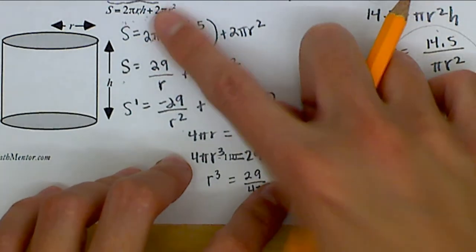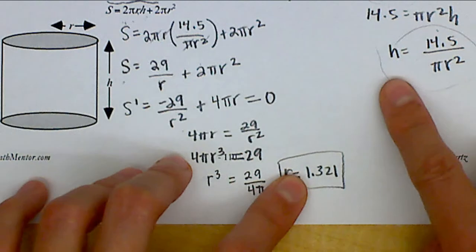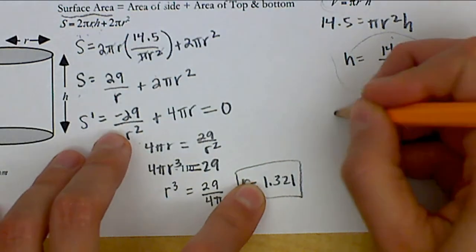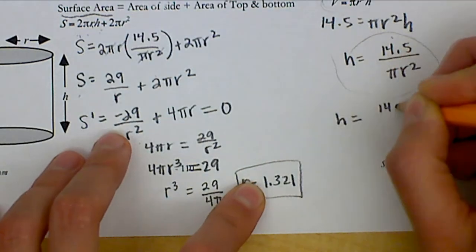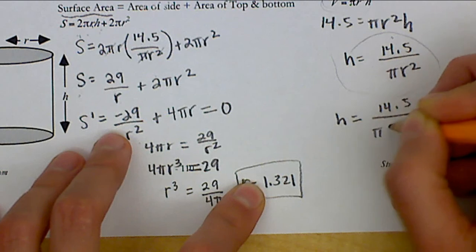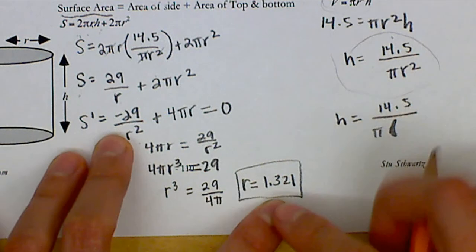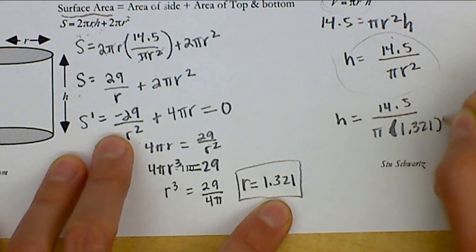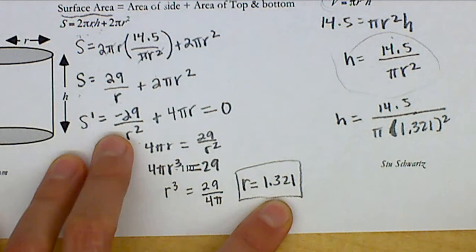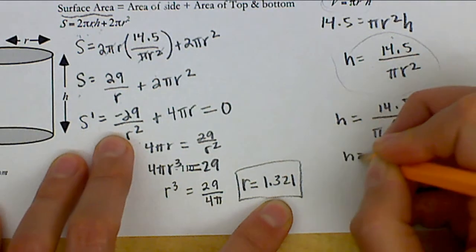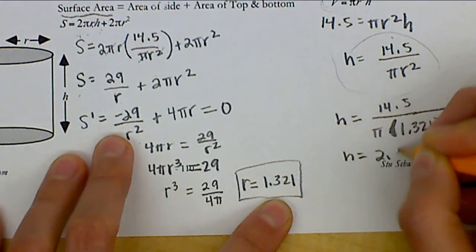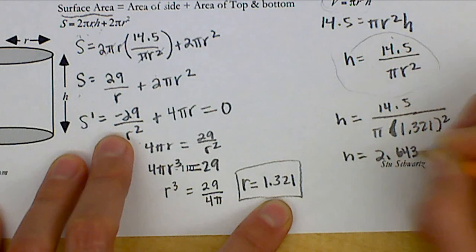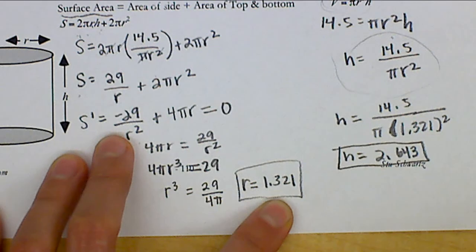So here's my radius. I'll plug it into my height equation. So the height is going to be 14.5 over pi times r, which is 1.321 squared. Plug this into your calculator. You get h equals 2.643. Voila.